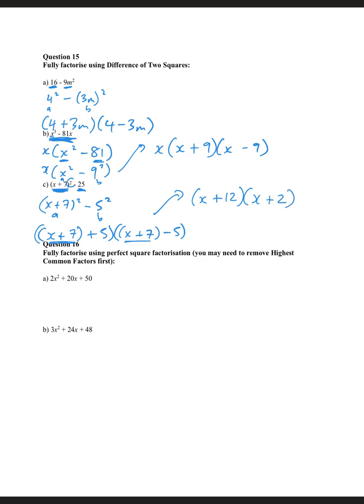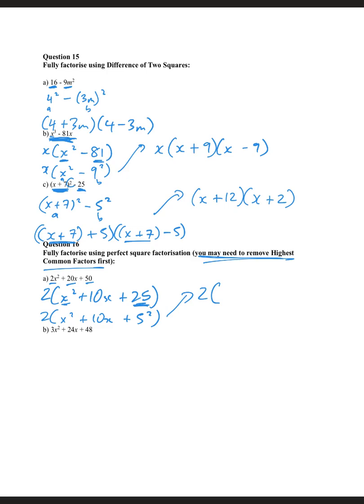Fully factorize using perfect square factorization. You may need to remove the highest common factors first. 2 goes into all of these, so remove 2. You're going to have x squared plus 10x plus 2's into 50 is 25. Now I can perfect square factorize this because this is a square number. I'll rewrite it like this. This is x squared plus 10x, and this is 5 squared. So that's going to factorize to 2 times x plus 5 all squared.